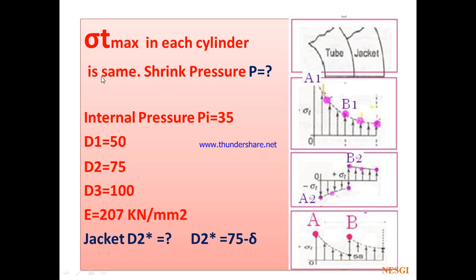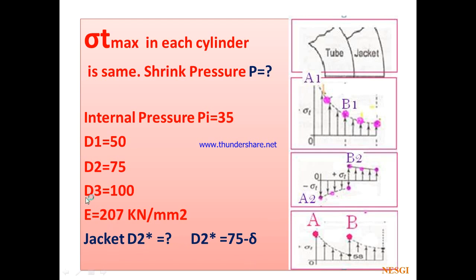So sigma T maximum in each cylinder is same. By using this condition, we have to find the shrinkage pressure. Internal pressure is given, Pi equal to 35 megapascal, D1 is 50 mm, D2 is 75 mm, D3 is 100 mm, and Young's modulus E is equal to 207 kilo Newton per mm square.